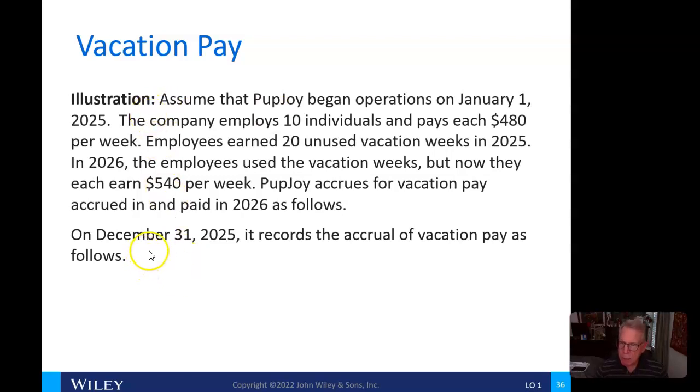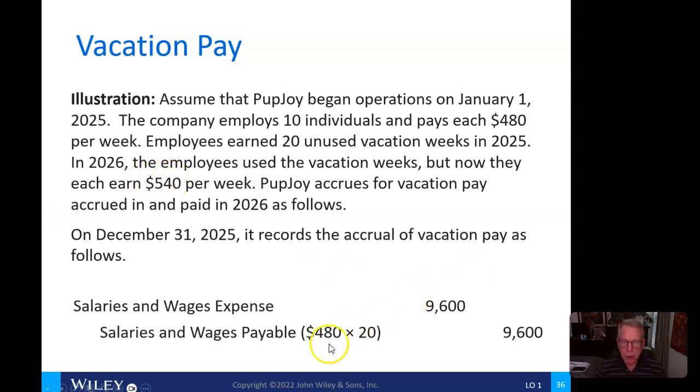On December 31st, 2025, it records the accrual of vacation pay as follows. We're going to show 20 weeks here at $480 per week. So that's going to be salaries and wages expense, $9,600, and the credit is going to be to salaries and wages payable, $9,600.